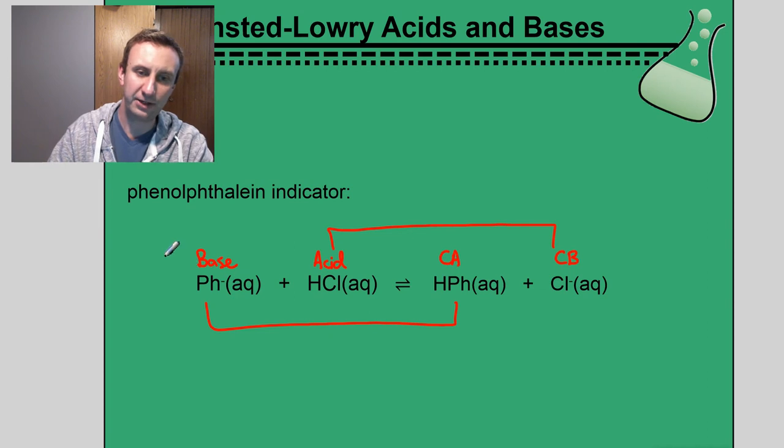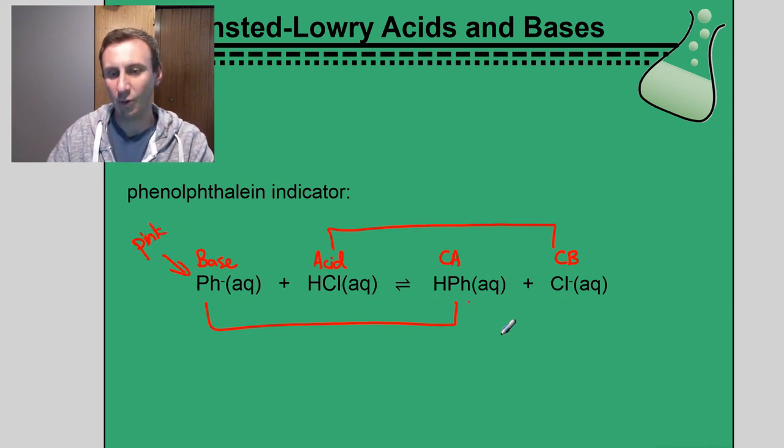For the indicator, PH minus as this color would actually end up being a pink color, the base form of phenolphthalein. While the HPH color for phenolphthalein, this is the colorless color. Okay, so this is the color that it is.